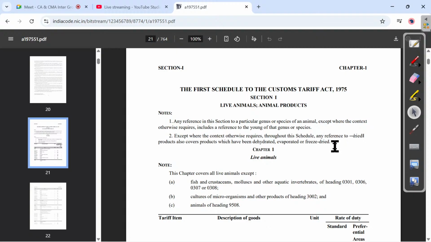Because earlier we had tax only on goods. Goods are produced. Now goods supplied as well as services supplied, both will be taxable. In the first case, live animals and animal products. Section 1.